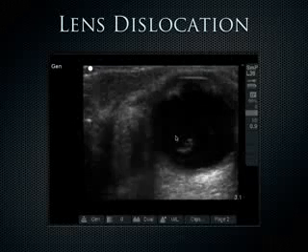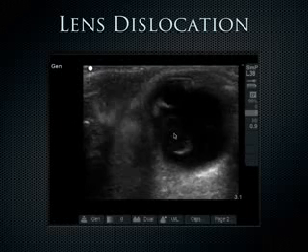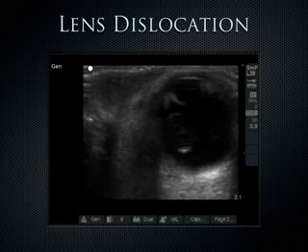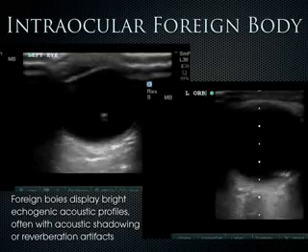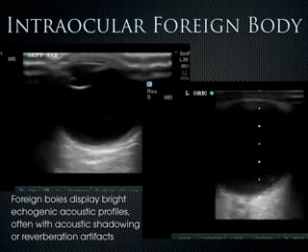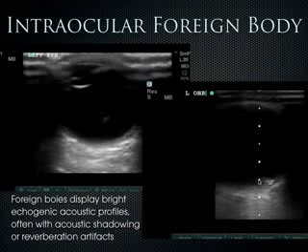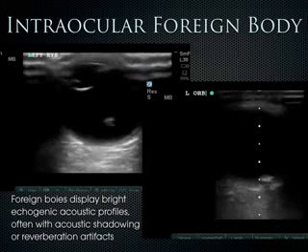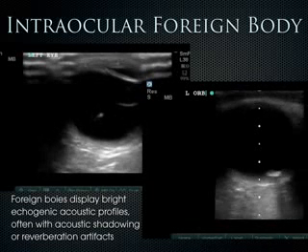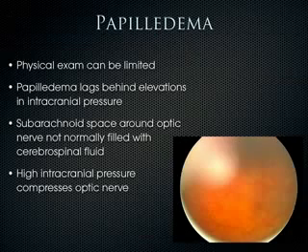And we can see all kinds of cool stuff. We can see lens dislocations. That's what's going on here. This lens is not over here, but dislocated. We can see intraocular foreign bodies. This is a metallic foreign body. A guy was working with metal and something shot in his eye. And we can see that foreign body here as well, looking in two different planes. Causes some shadowing underneath it. And we can see papilledema also.